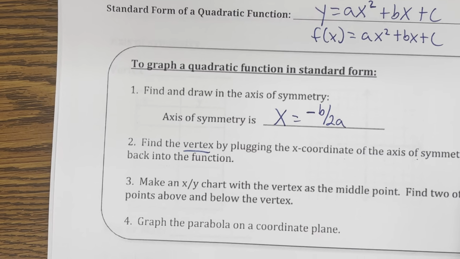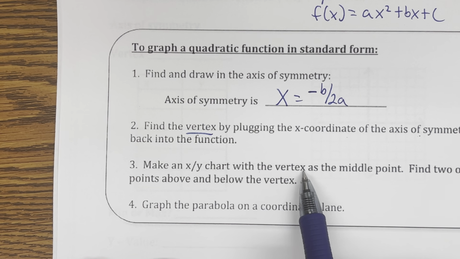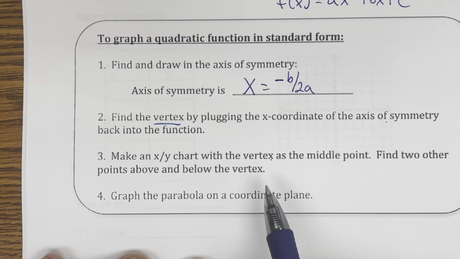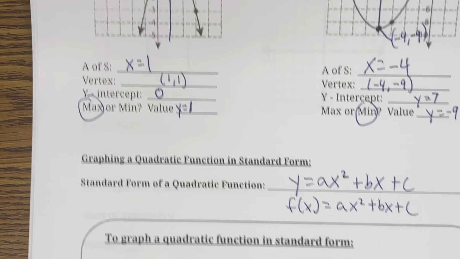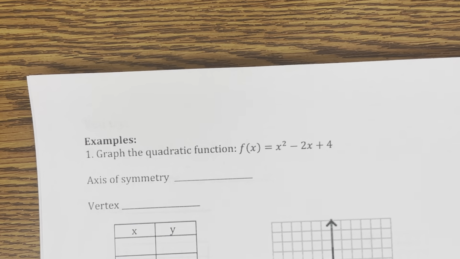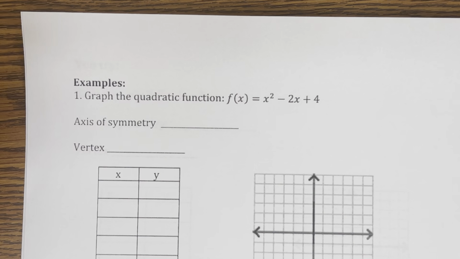Then from there, I will make an xy chart with the vertex as the middle point. Then I'll have some above it and some below it, x values, and we'll find y. Then we'll plot our points to draw the graph. So quite a few steps here. So we're going to step through this process here. The first step is to find the axis of symmetry.